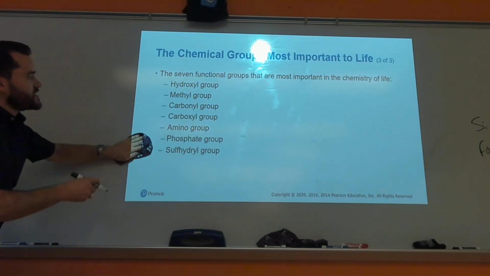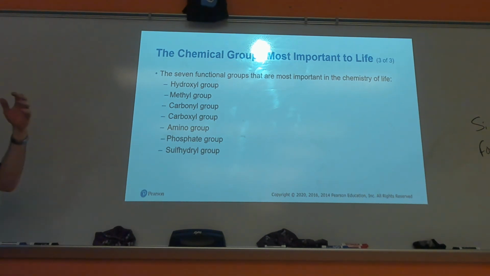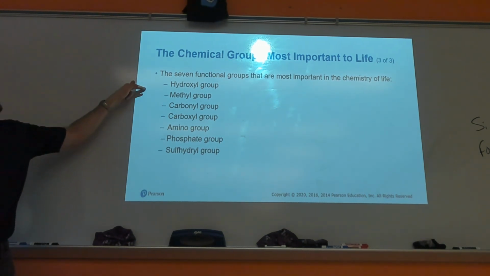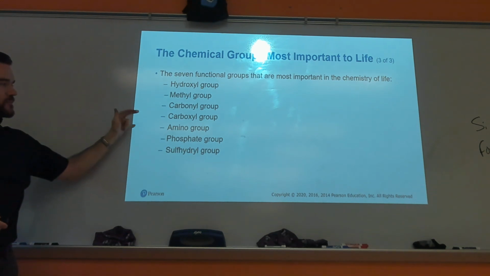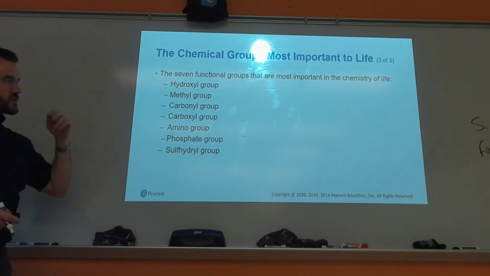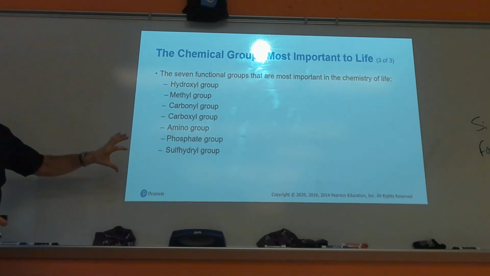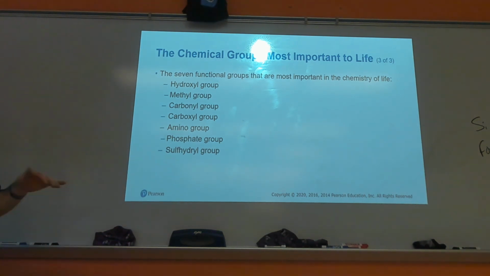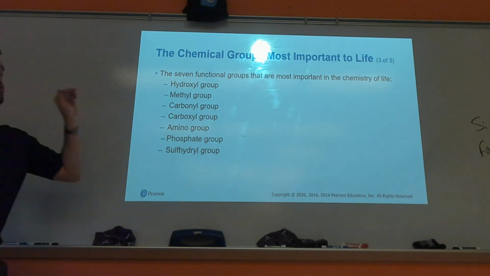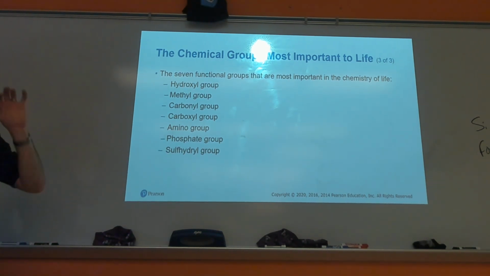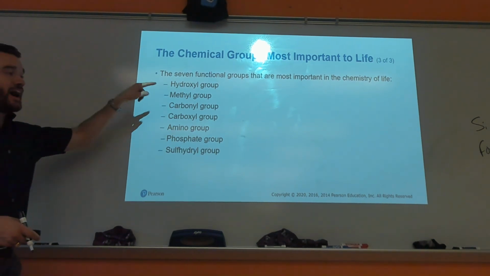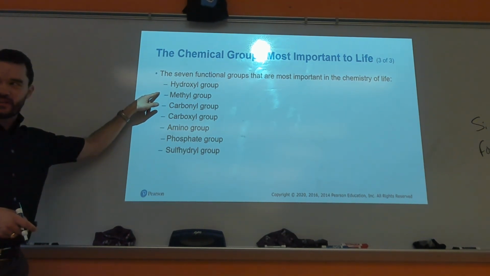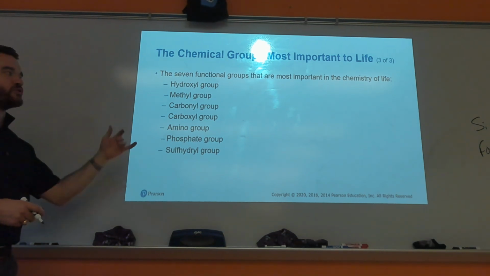Okay, these are the 7 functional groups, the 7 ways you can modify these carbon chains. Hydroxyl group, methyl group, carbonyl, carboxyl, amino, phosphate, and sulfhydryl. I would want you to be able to recognize the difference between these. You don't have to be able to draw a phosphate group, but if I show you a phosphate group, I need you to be able to say that's a phosphate group, not a methyl group. That makes sense.